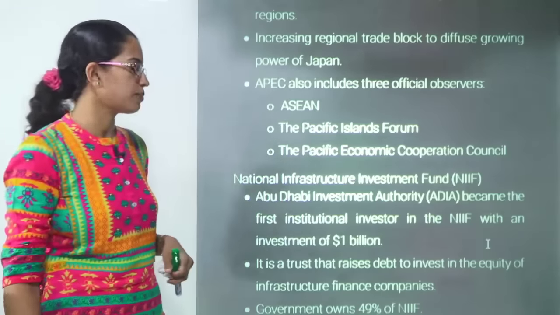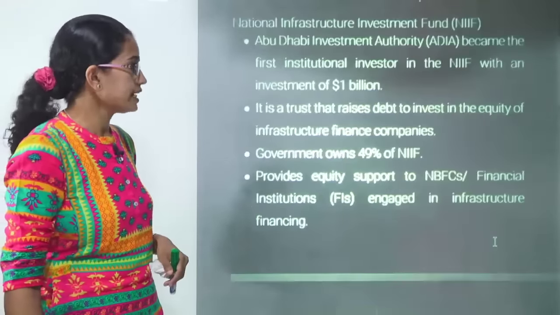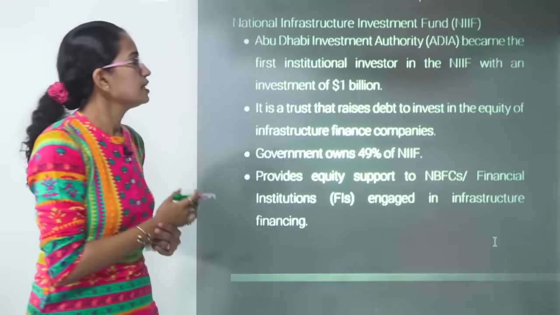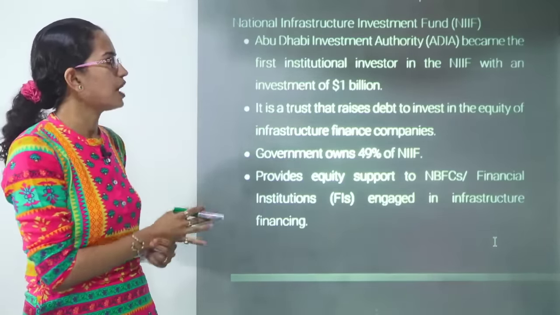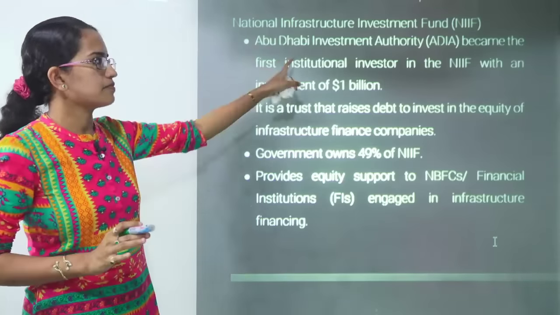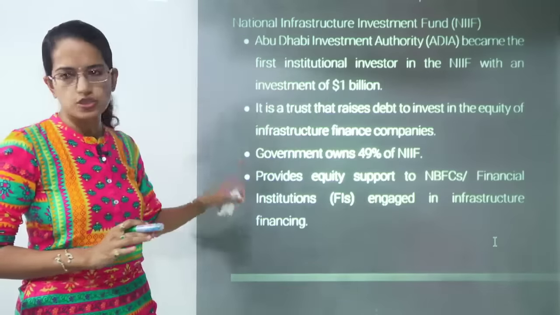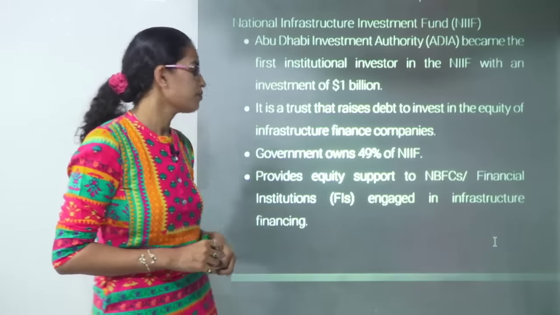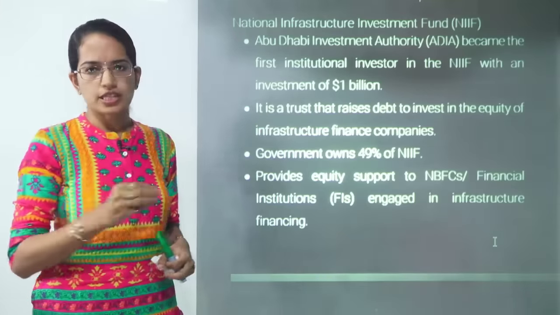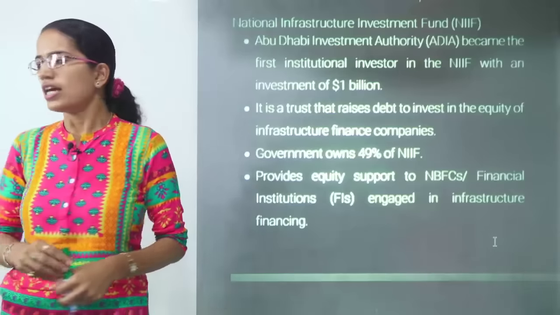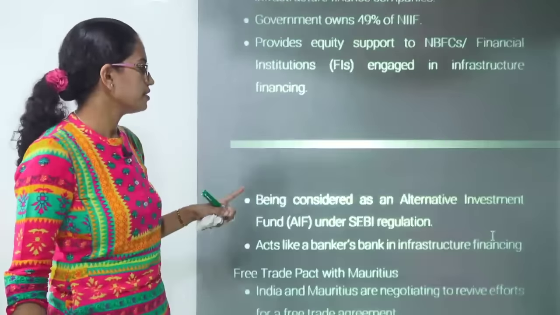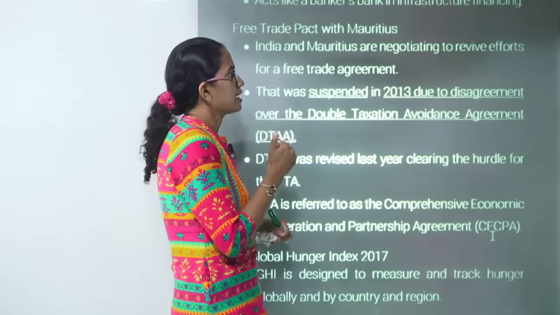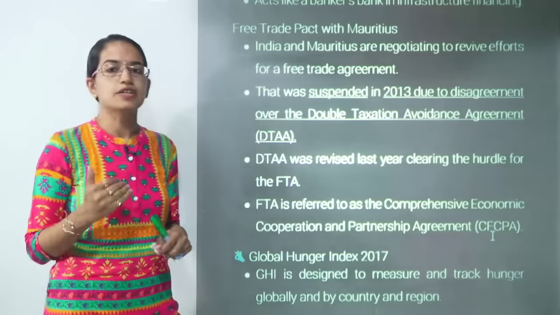The next is that we are set to build a National Infrastructure Investment Fund, and the Abu Dhabi Investment Authority would be the first to invest in it, with an investment of nearly 1 billion. The government would own nearly 49% of the stake under this. So that's again important.